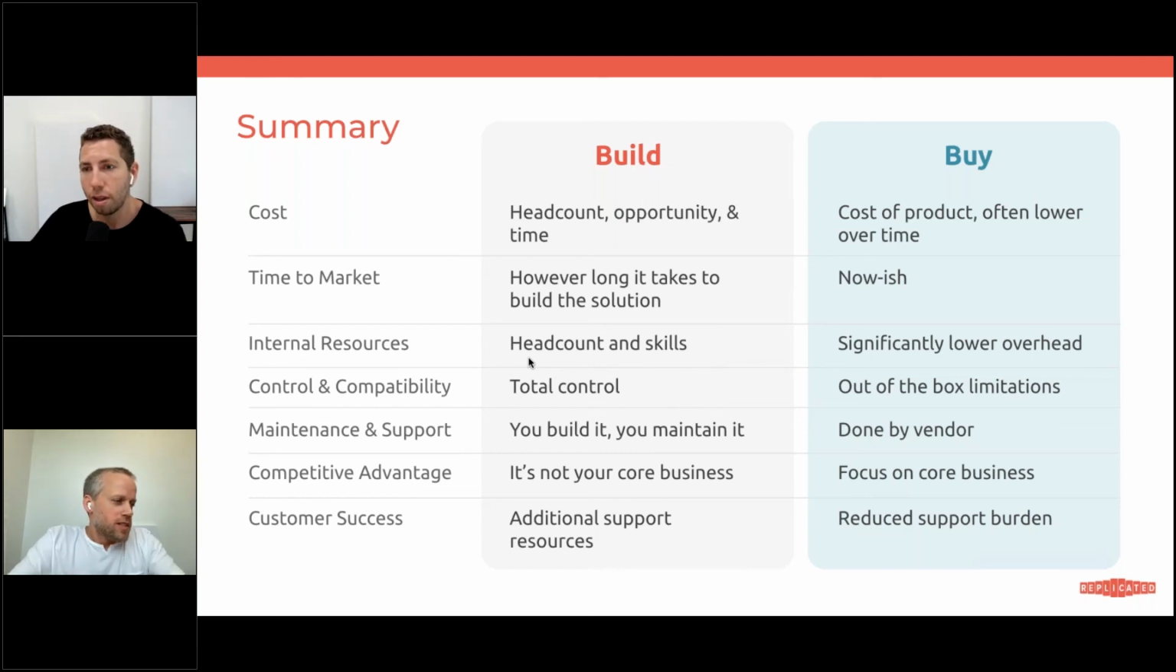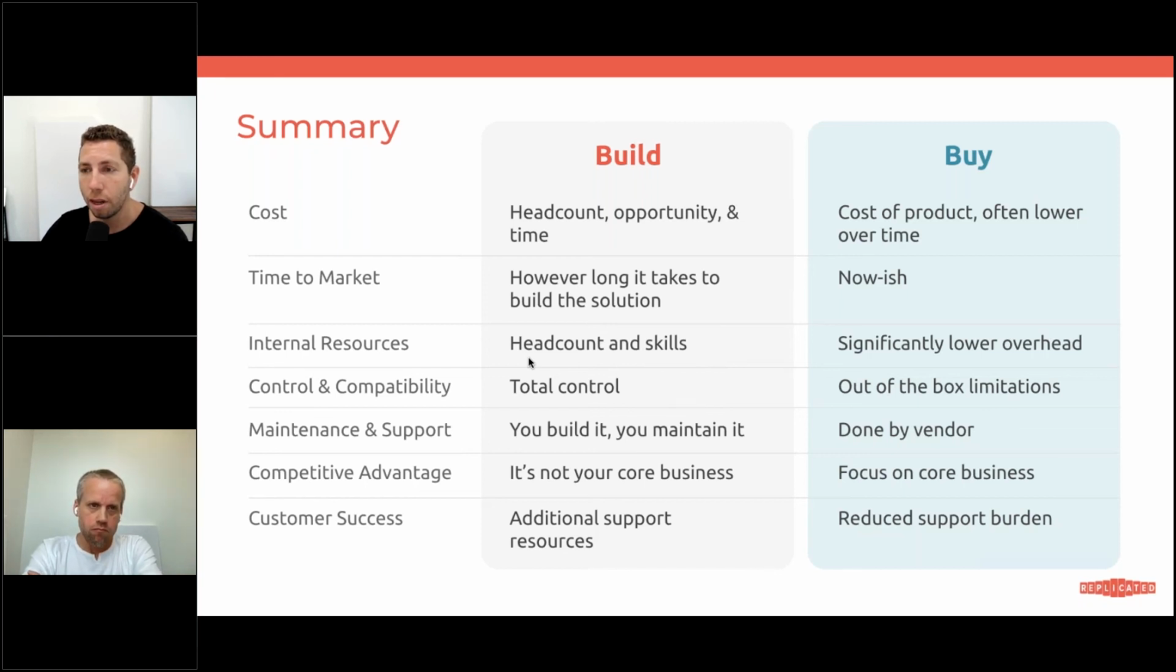Yeah. So that cost side, I think is obviously pretty crucial, and it captures a lot of this. But on the build side, you're talking about the headcount, the opportunity cost, and the time. And then on the buy side, there's clear cost, right? You're going to pay a vendor to access their product, and you're probably going to pay them some amount in a recurring and ongoing fashion.